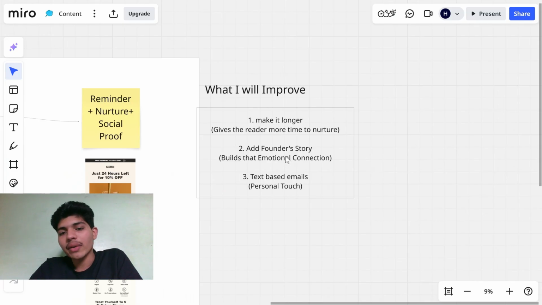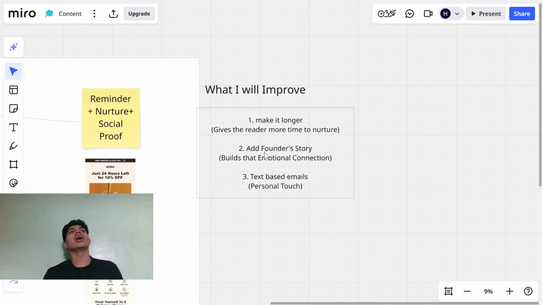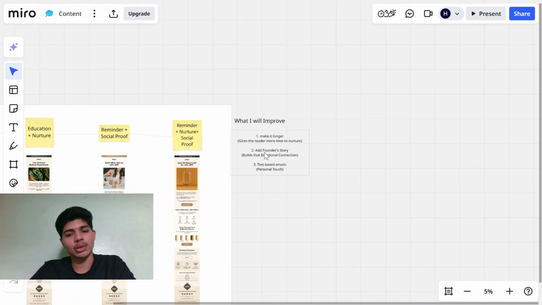Second, the second email should have the founder story of how he had some problem in his life, and in order to solve that he built this product. Third is text-based emails, mostly at the end of the flow, to give that personal touch and also to remind them of the discount.